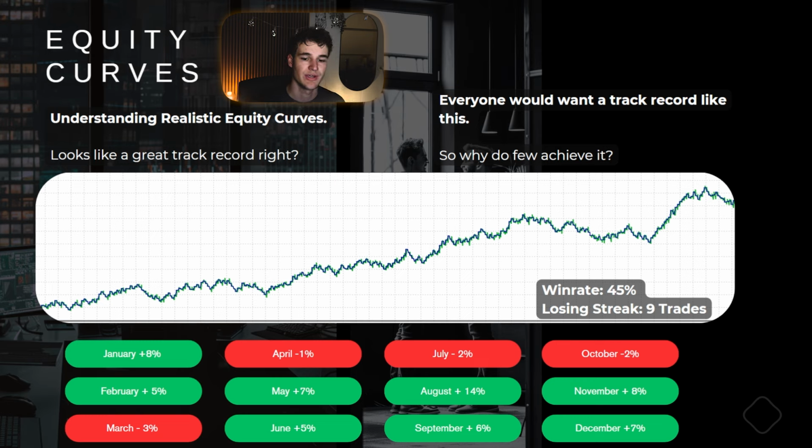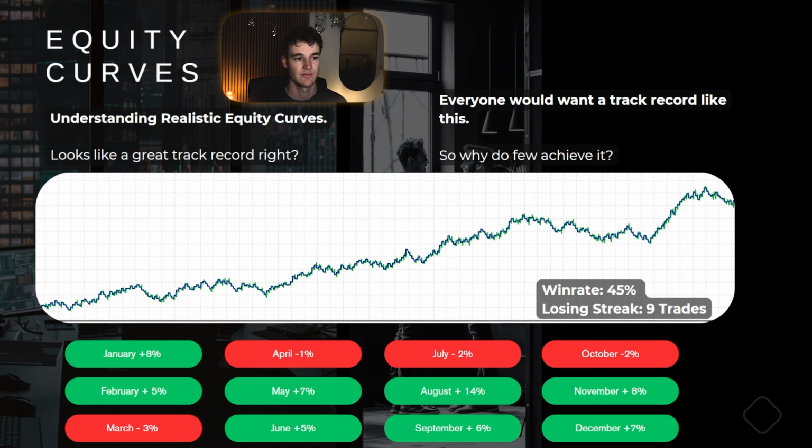So what you see here is a proven track record. Now it looks great, right? Everyone would want a track record like this. It looks beautiful. It's got a beautiful equity curve that steadily rises and steadily goes upwards. And you can see that this guy has a win rate of about 45%, let's say a 1-to-3 risk to reward ratio, but he does end up taking losses.